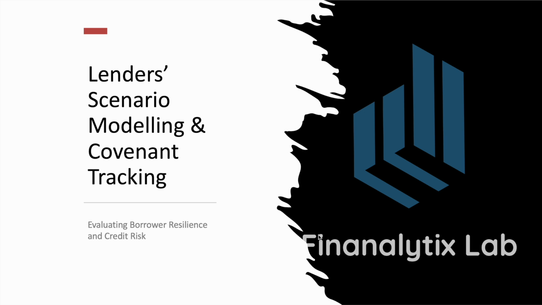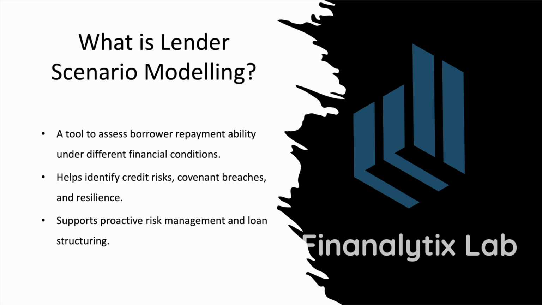Then the upside case for completeness. This shows optimistic outcomes such as better than expected revenue. The key inputs in scenario models include revenue projections, operating costs, capital expenditure, debt terms, interest rate assumptions, and working capital needs. Adjusting these inputs under different scenarios helps forecast outcomes like cash flow, EBITDA, and leverage ratios.